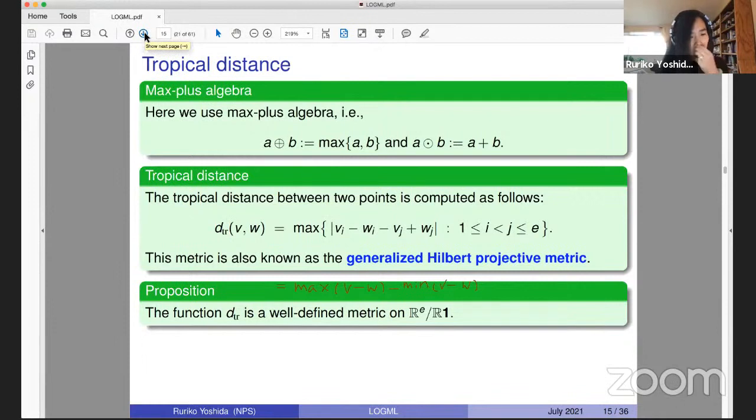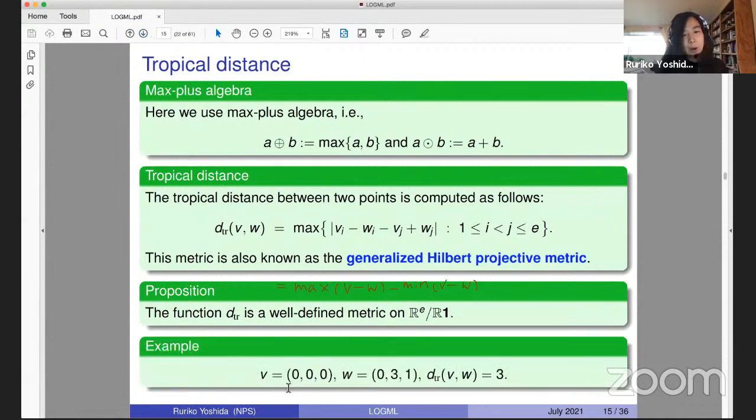Okay. I'm also going to consider this modulo the all-ones vector, 1, 1, 1, 1, 1, because if I don't do this, this is not a metric. In order for this distance measure to be a metric, I have to take it modulo the all-ones vector.